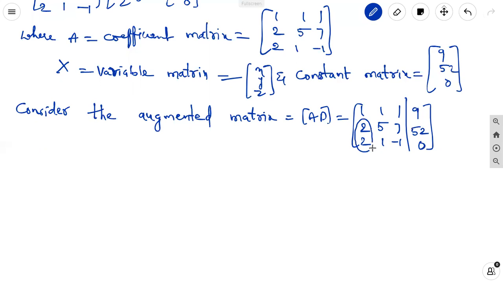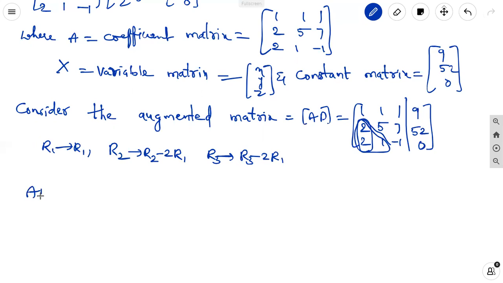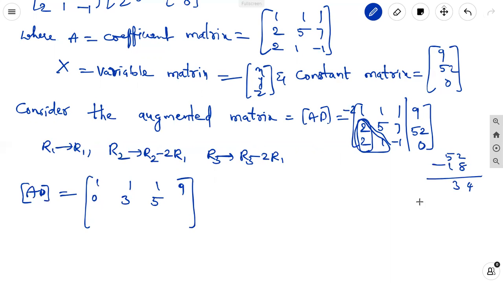First, we reduce to upper triangular form, meaning we change these elements into zeros using row elementary operations. R1 stays as it is, R2 becomes R2 minus 2R1, and R3 becomes R3 minus 2R1. So the augmented matrix AD has R1 as 1, 1, 1, 9 only. Multiplying by 2: 2 minus 2 is 0, 5 minus 2 is 3, 7 minus 2 is 5, 52 minus 18 is 34.